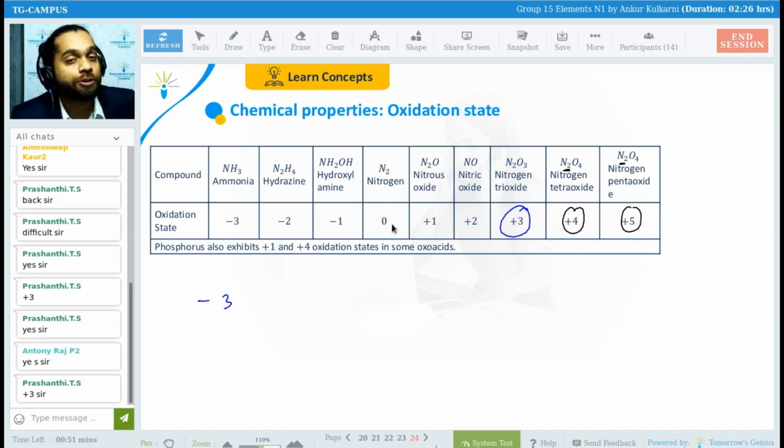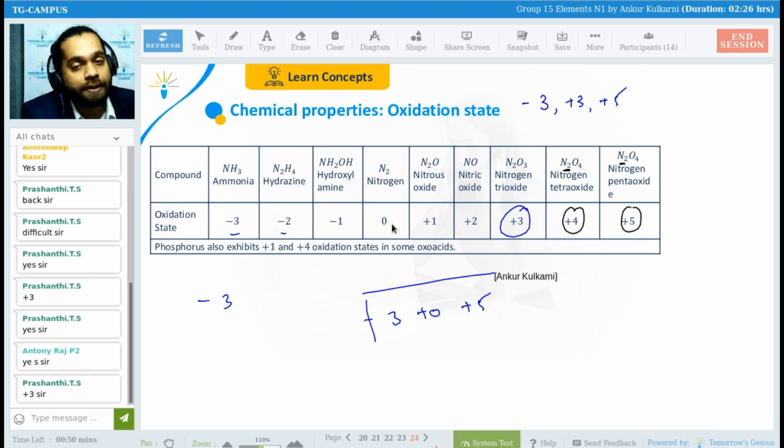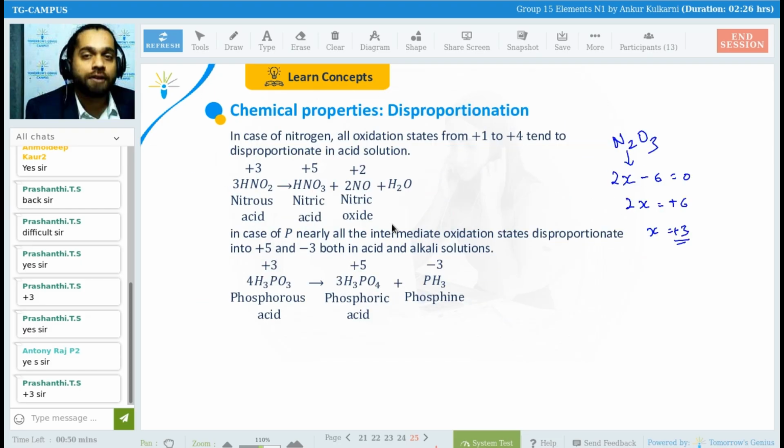So the point is, nitrogen is very versatile. It can go from minus 3 to plus 5. Even phosphorus, in group 15, generally has oxidation states of minus 3 and plus 5, but nitrogen is so versatile it can go from minus 3 to plus 5. Is it clear, everyone? Give me yes in the chat box if it is clear.